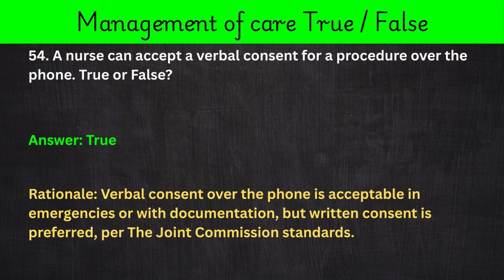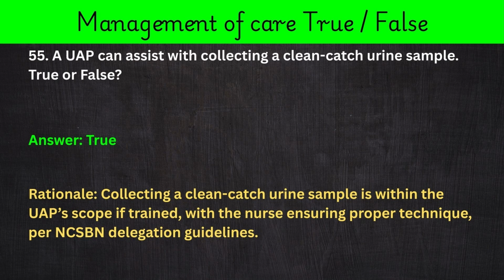54. A nurse can accept a verbal consent for a procedure over the phone. True or false? Answer: true. Rationale: verbal consent over the phone is acceptable in emergencies or with documentation, but written consent is preferred, per the Joint Commission standards. 55. A UAP can assist with collecting a clean catch urine sample.